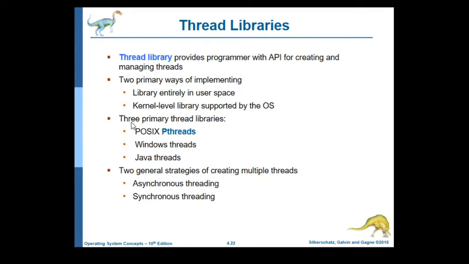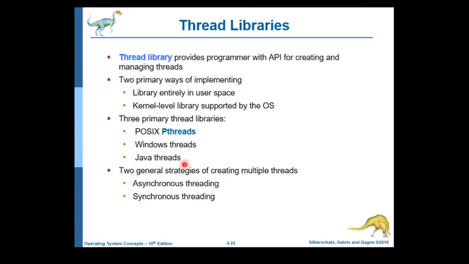Three main thread libraries are used today. We have POSIX Pthreads, Windows and Java. Pthreads is an extension of the POSIX standard, and may be provided as either a user-level or a kernel-level library. The second one is Windows threads. The Windows thread library is a kernel-level library available on Windows systems.